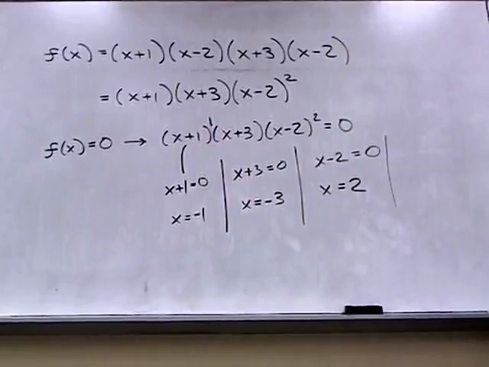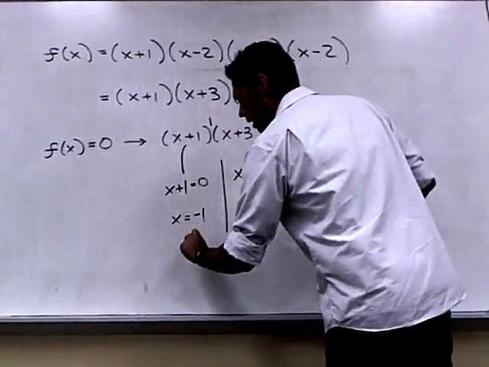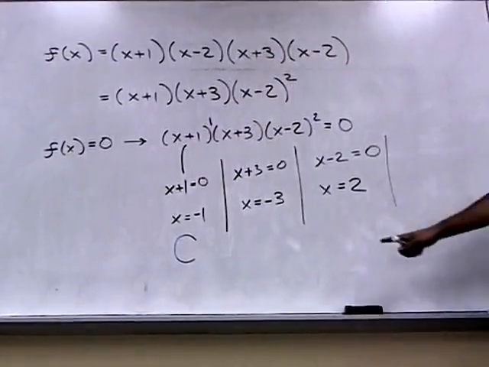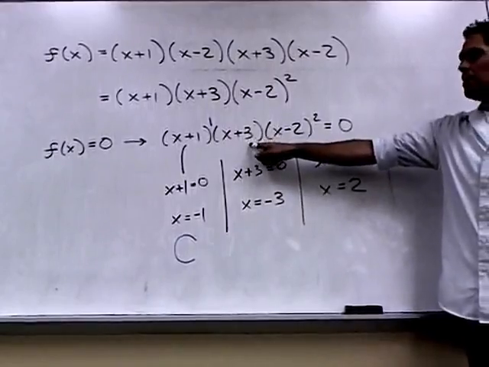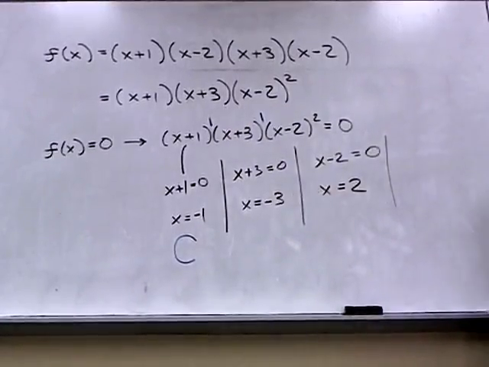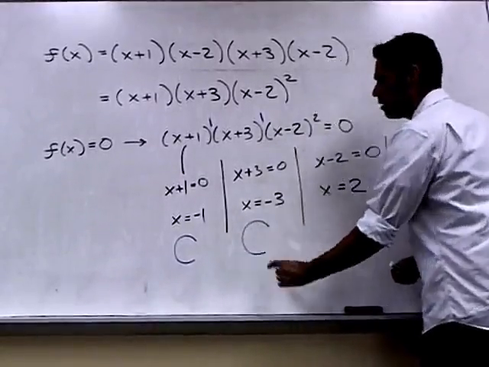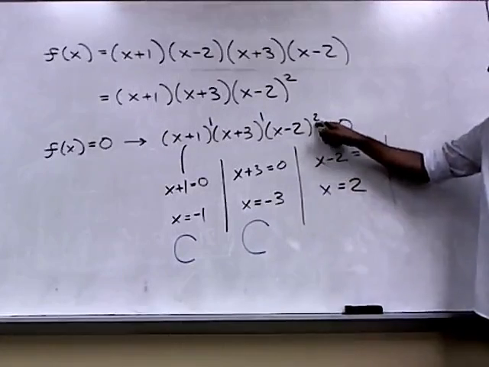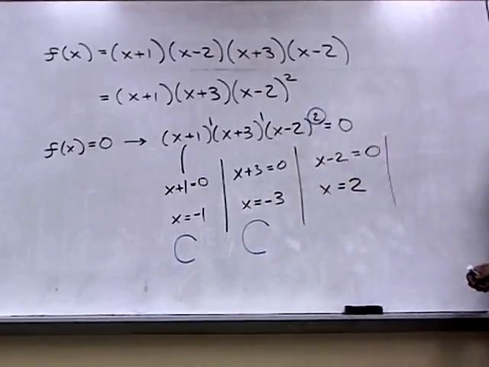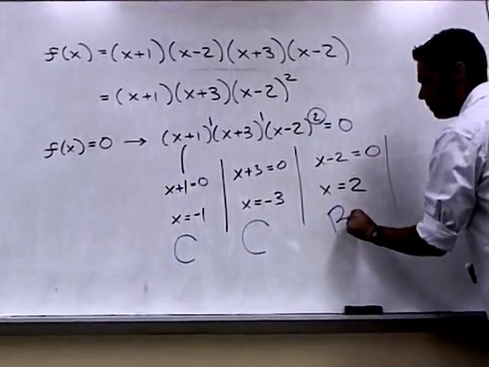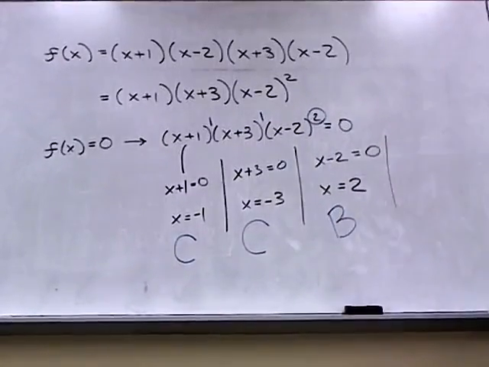Anytime we have an odd power on the factor, it will cross through, right? I'll just put a C for cross. Negative 3 comes from the factor x plus 3. It has a multiplicity of 1, which is an odd number, so I should cross through at -3. And then 2 comes from the x minus 2 factor, which is squared, so I have an even power. Even powers on my factors tell me that I bounce. Is it all right if I use B? Okay.